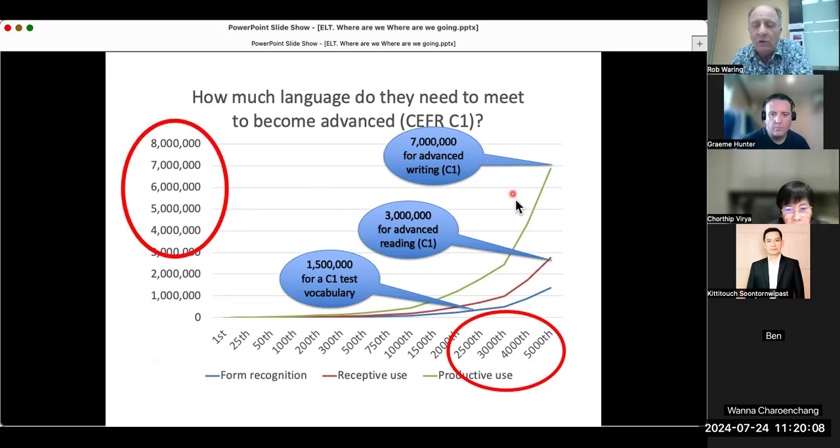That's an awful lot more language than, say, for C1 level. Very often, universities, particularly English departments throughout Asia, have a goal for their students to get C1 in order to graduate from the school. But they only provide the students with, let's say, 1 million or maybe 2 million words of input. So there's a huge gap between the amount of language that students actually meet and what they should meet in order to get to these levels.